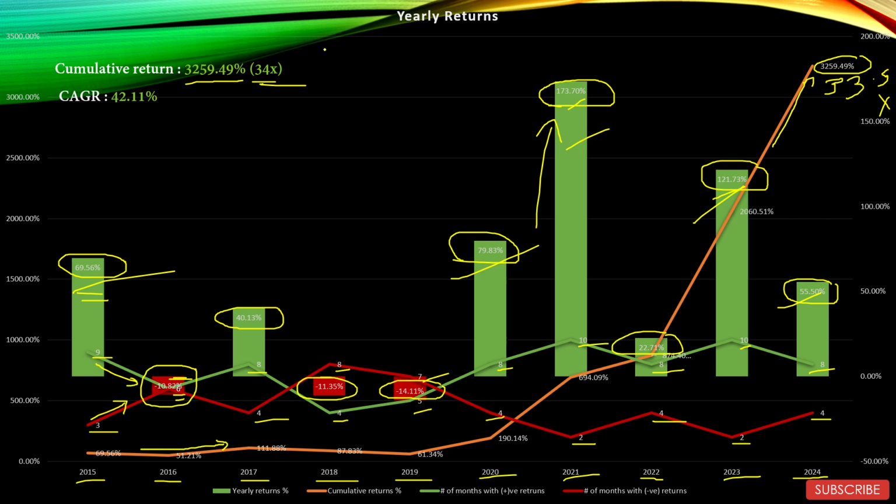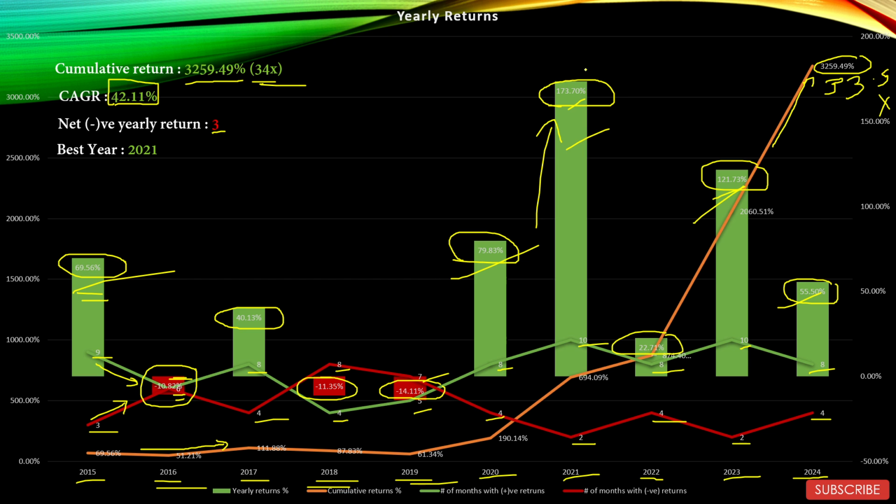CAGR, very impressive CAGR of 42.11%. Extremely impressive CAGR. Very good number. Net negative yearly returns: 3, not the best, not the worst, but still 3 years with net negative yearly returns: 2016, 2018, and 2019.